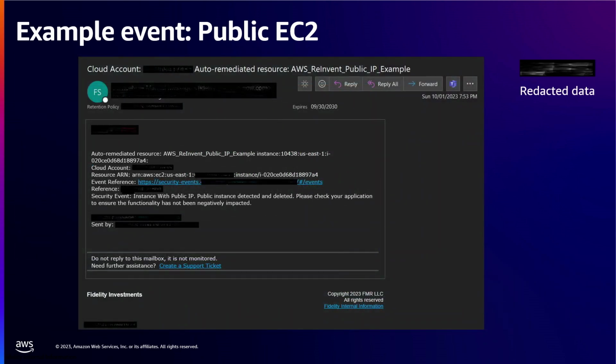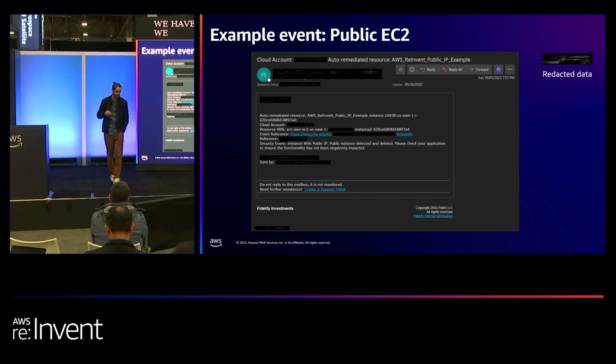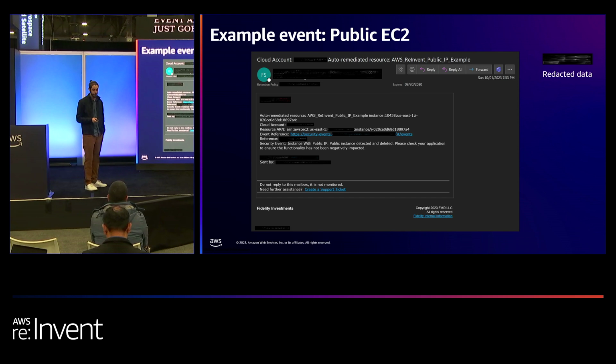This is an example event of what we have. This is the email that I did receive after I created my public EC2. Here we have the cloud account. We have some redacted information here, but we have a general gist of what we did. We talk about the actual auto-remediated resource. What was the name of it? We have specific IDs in here. For the cloud account, we talk about ARNs. We give them an event reference for all of our internal information, and then we give them an actual description of the security event and what we did. That just goes along with the education that we're trying to do.